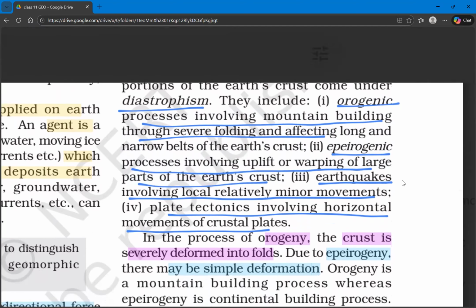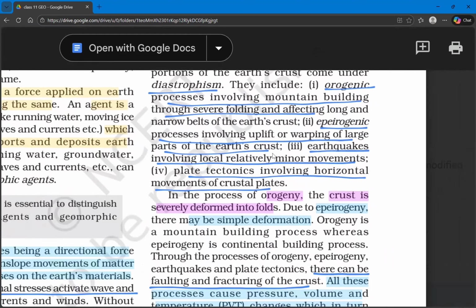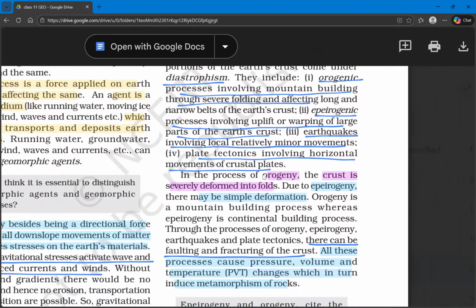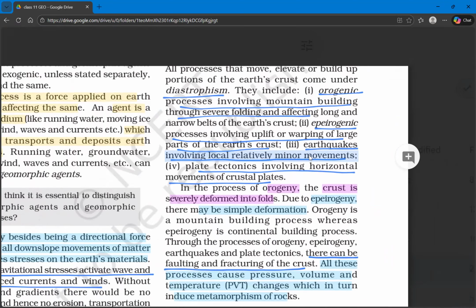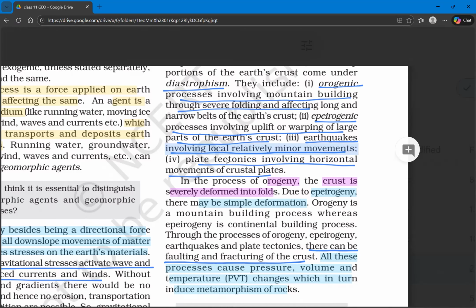And then we have earthquakes. The third process under diastrophism is earthquakes, involving local, relatively minor movements. And then we have plate tectonics. Under plate tectonics, there are horizontal movements of crustal plates. So what are all the processes that come under diastrophism? First is orogenic, second is epirogenic, third is earthquakes, and the fourth is plate tectonics.